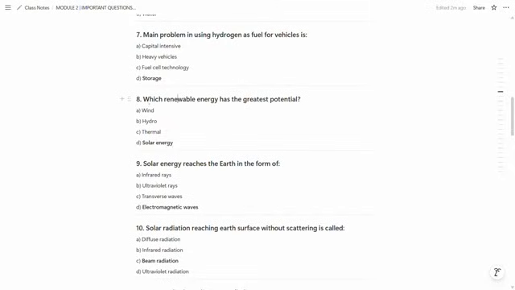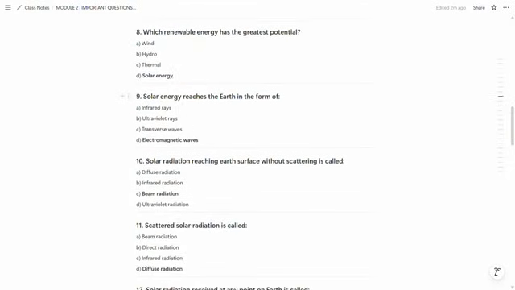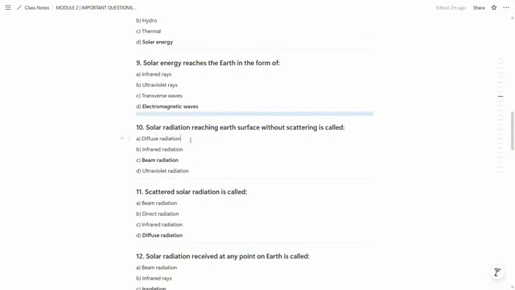Now the eighth one is, which renewable energy has the greatest potential? So solar energy is the correct answer. Now the ninth one is, solar energy reaches the earth in the form of electromagnetic waves. So D option is the correct. Now 10th one is, solar radiation reaching earth's surface without scattering is called beam radiation.